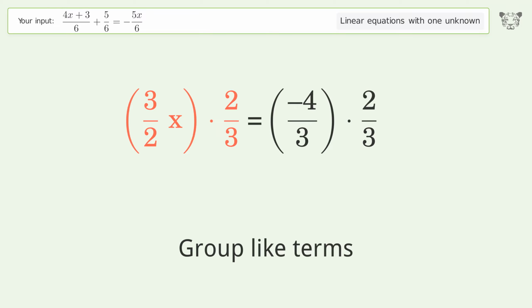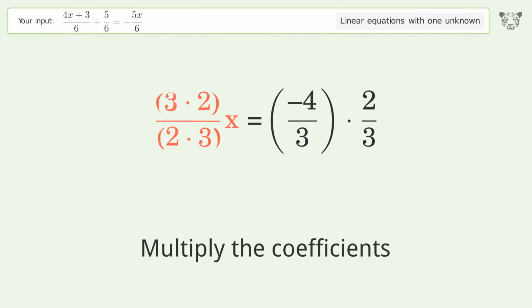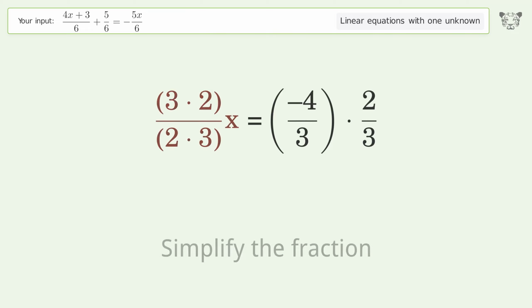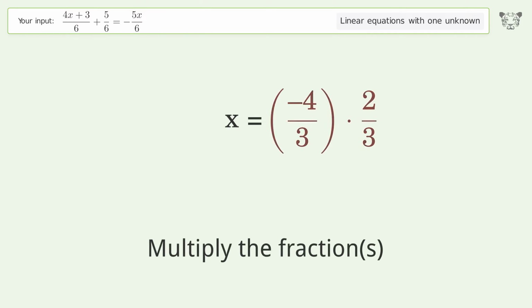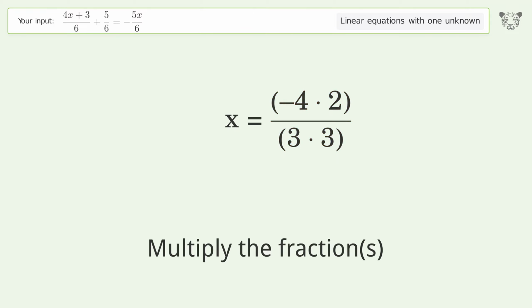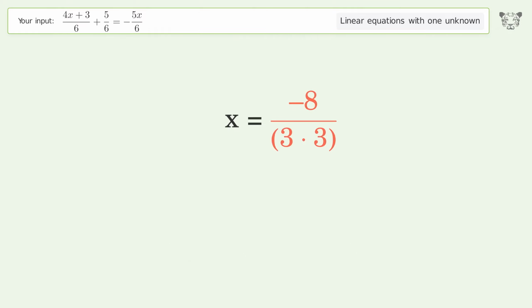Group like terms. Multiply the coefficients. Simplify the fraction. Multiply the fractions. Simplify the arithmetic. And so the final result is x equals -8/9.